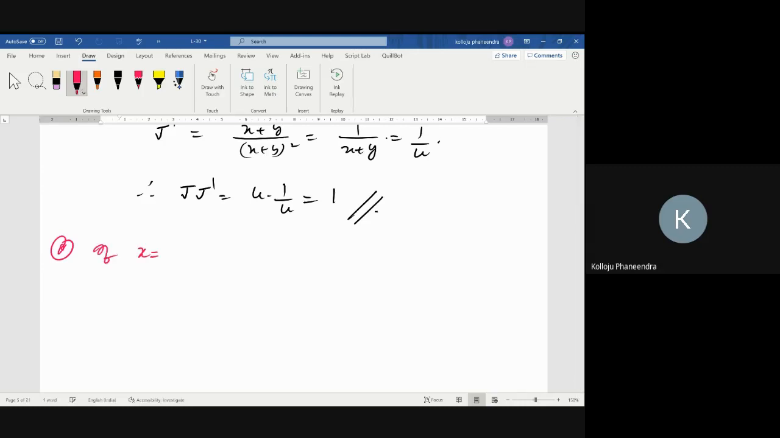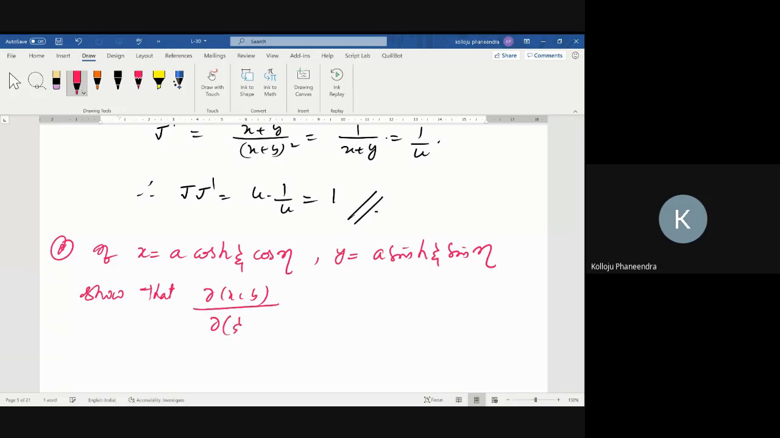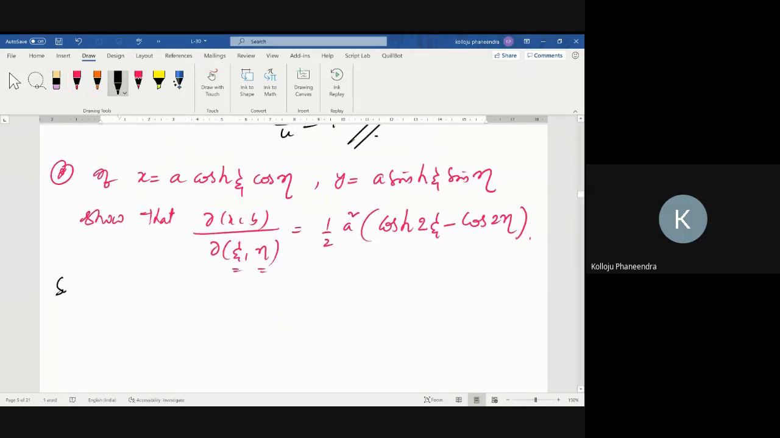If x equals a cosh xi cos eta, y equals a sinh xi sin eta, show that ∂(x,y)/∂(xi,eta) equals 1 over 2 a square (cosh 2 xi minus cos 2 eta). Okay, and what are the variables in place of u and v? Xi and eta are given. Okay, let us try this problem.